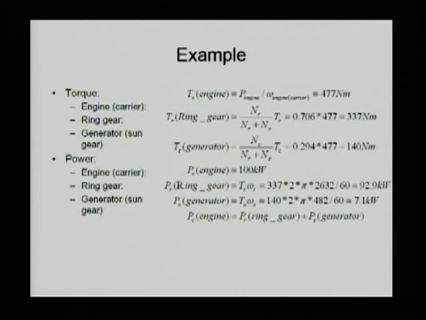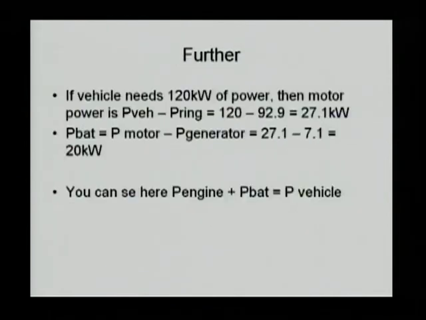That 7.1 kilowatts of electricity can be used to drive the motor, or it can be put in the battery. It depends on the power demand from the vehicle. Now, in this example, if the vehicle is in an acceleration operating condition and needs 120 kilowatts on the wheel, we know that almost 93 kilowatts is already coming to the wheel from the engine, from the ring gear. And then the generator generates 7 kilowatts. That 7 kilowatts can go to the motor as well. Now you add this 7 and that 93, you get 100.